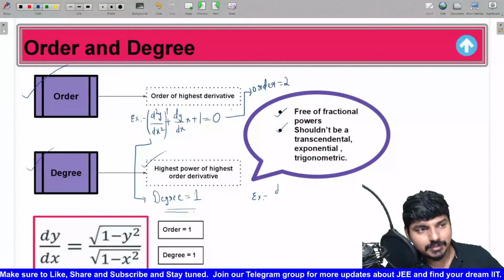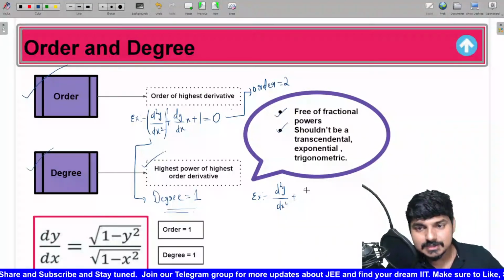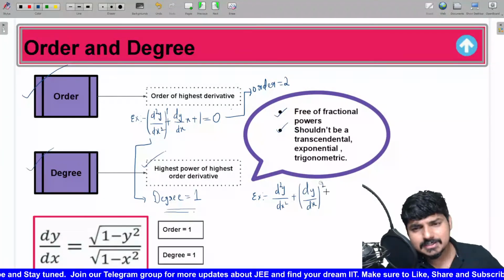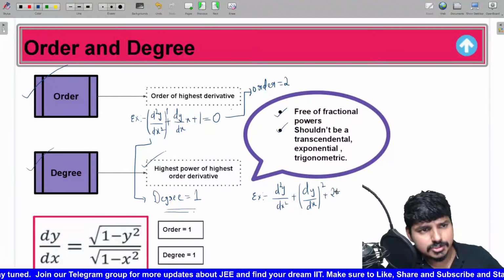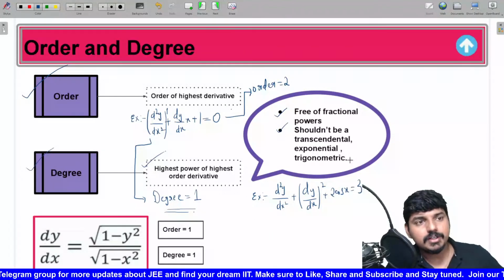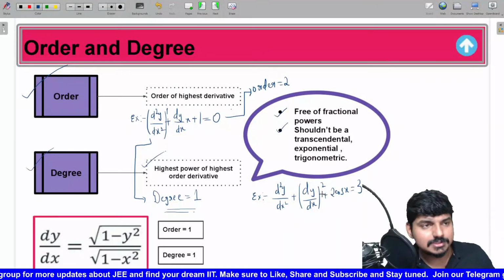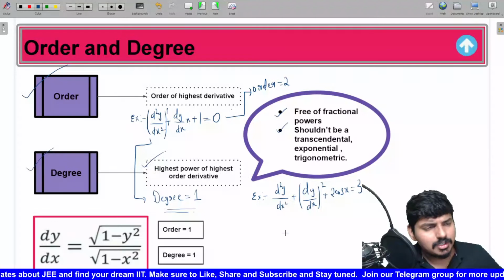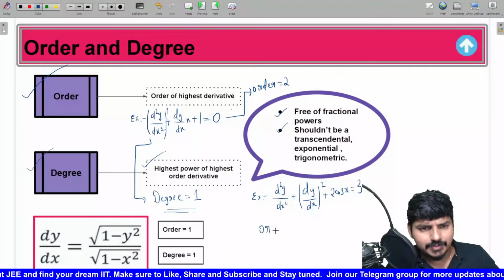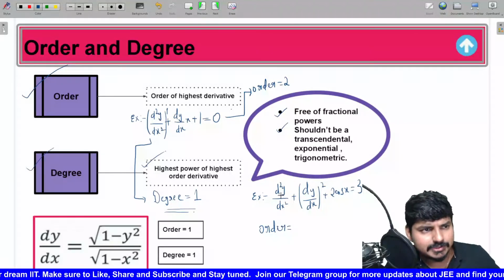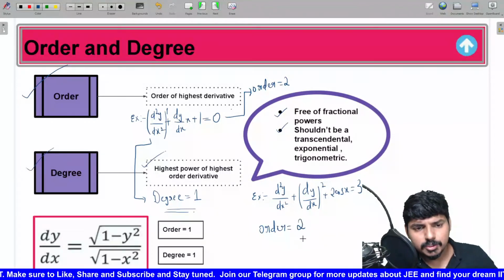You see this example, everyone. d square y by dx square plus dy by dx whole square plus 2 cos x is equal to 3. We need to figure out what the degree and order are going to be for this differential equation. Order is very simple, everyone can find it out. Order is going to be the highest order derivative, which is 2. So order is going to be 2.